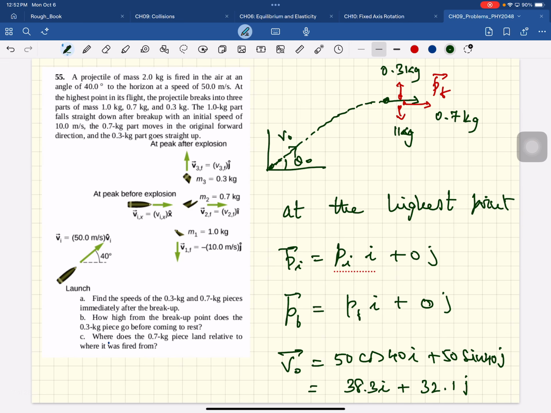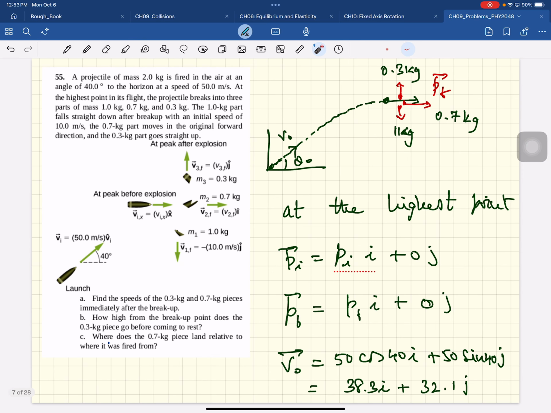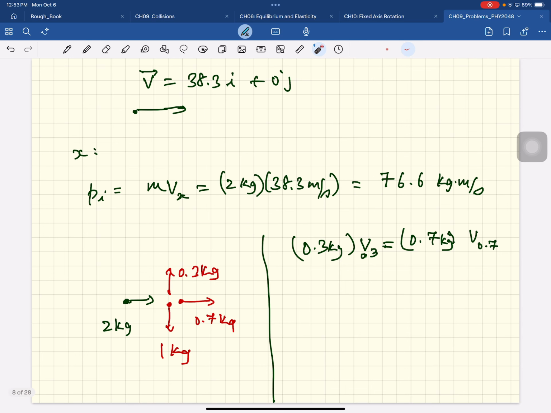And then they must give other information. The 1 kg part falls straight down after breakup with an initial speed of 10 meters per second. So they give us this 10 meters per second. That's 1 kg, and that is 10 meters per second.